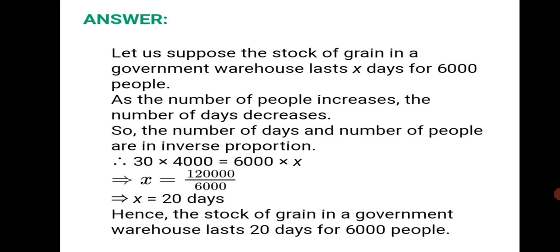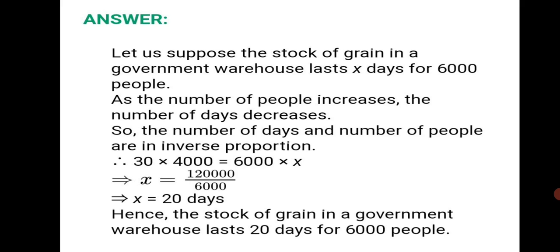Let's solve. Let us suppose the stock of grain in a government warehouse lasts X days for 6,000 people. We don't know how many days for 6,000 people, so we take it as X days. As the number of people increases, the number of days decreases. So the number of days and number of people are in inverse proportion. Therefore, as mentioned in the question, 30 days, 4,000 people.